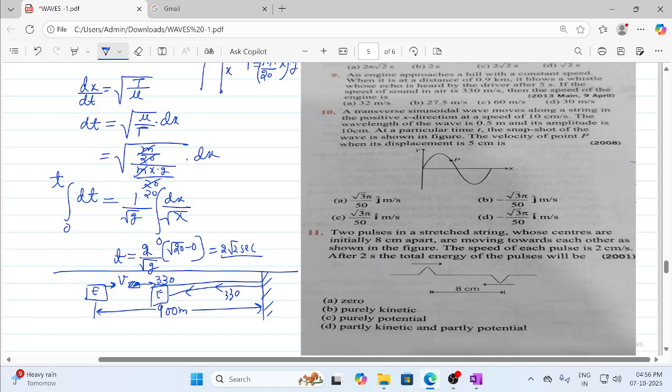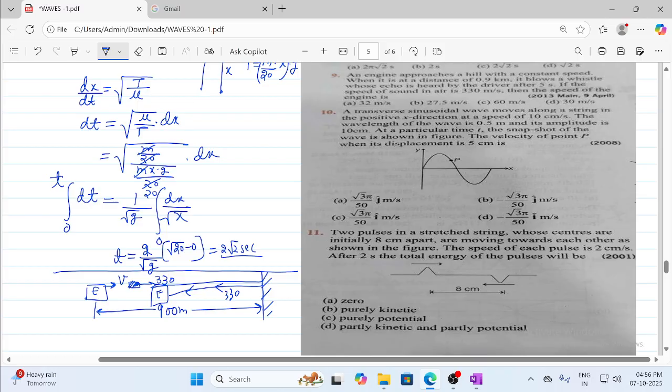What is the issue? Where are you getting confused? The question is very simple. What are you thinking? Sound is moving with 330, colliding, coming back with 330. It is meeting the engine. How much is the velocity of the engine? It is meeting in how much time? 5 seconds. It is meeting in 5 seconds. Okay, so it's clear now.